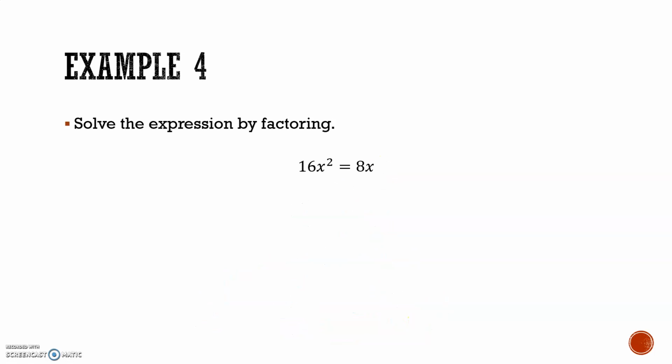All right, here I'm going to get everything on the same side. So I always try to leave x squared as a positive number, and so I'm just going to leave it there and move the 8x. That's how I decide which one I'm moving. It doesn't matter which side the 0's on, which side the x squared is on. So I'm going to get 16x squared minus 8x equals 0.